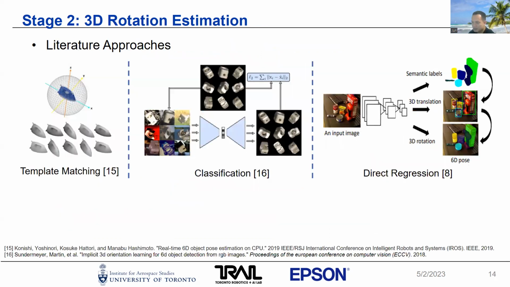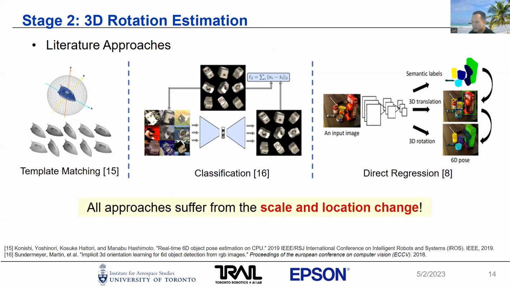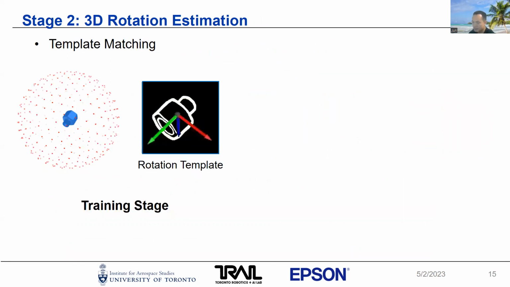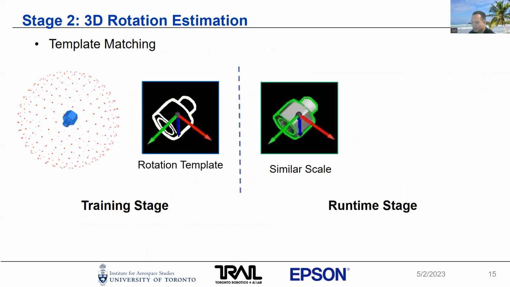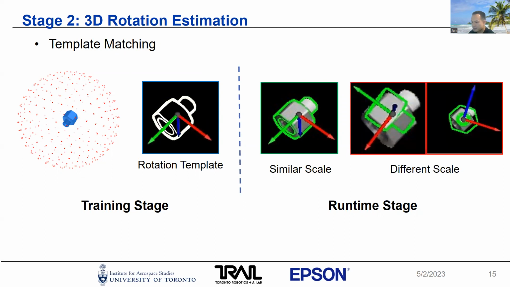For the rotational part, the literature solves it with different methods, like template matching or classification-based approaches. However, all these approaches suffer from scale and location changes. For example, for the template matching-based approach, we need to generate the rotation templates from a view sphere at a certain distance. At runtime, the rotation can be correctly matched when the detected object has a similar scale. However, when there is a significant scale change, the estimated rotation can be totally wrong.